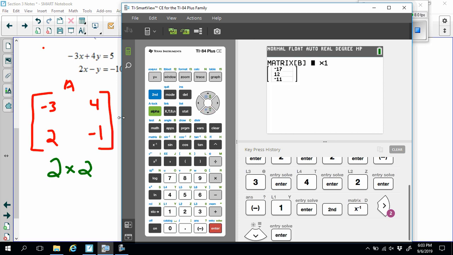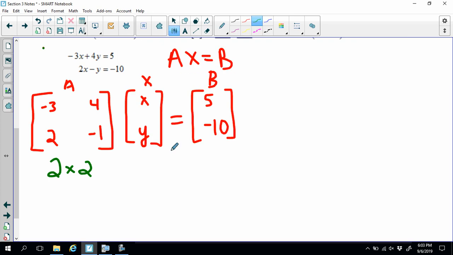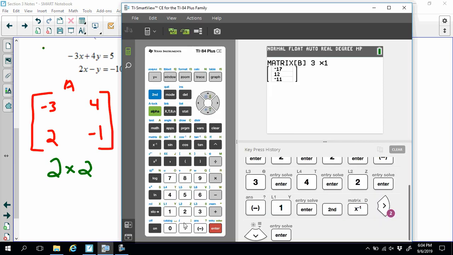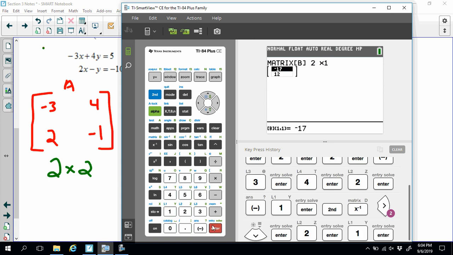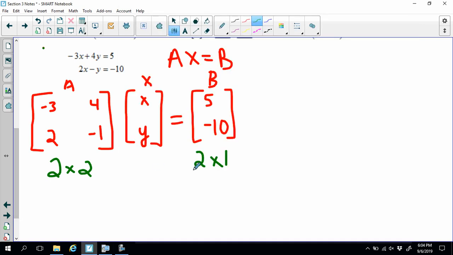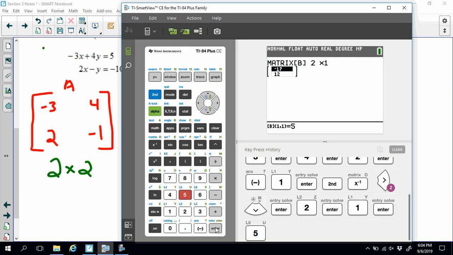I press enter. Now once again, let's go back to our problem to see what is the dimension of our B matrix. Notice we have 2 rows, but we only have 1 column. So we have a 2 by 1. So I'm going to press 2, enter, and then 1, enter. From here, we need to input the numbers. Going back to our problem, we said our numbers are 5 and negative 10. So I press 5, enter, and then negative 10, enter.